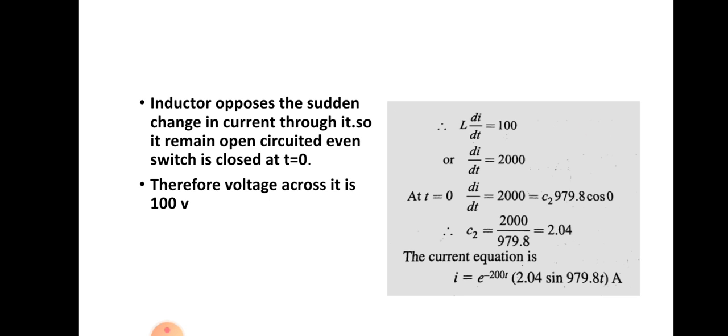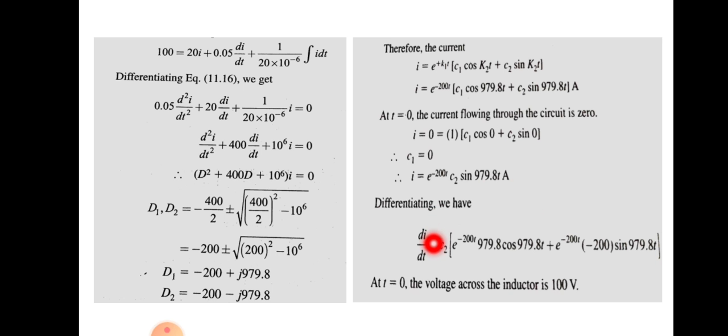We know that the voltage equation for an inductor is L into di by dt. So L into di by dt equal to 100, and L is given as 0.05 Henry. So di by dt will be equal to 2000. So at t equal to 0, di by dt is equal to 2000. We can substitute that value in this equation.